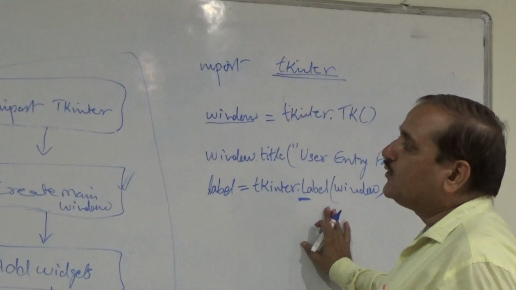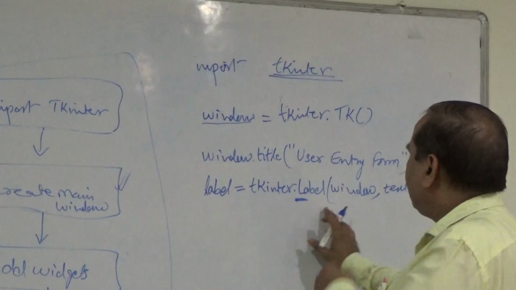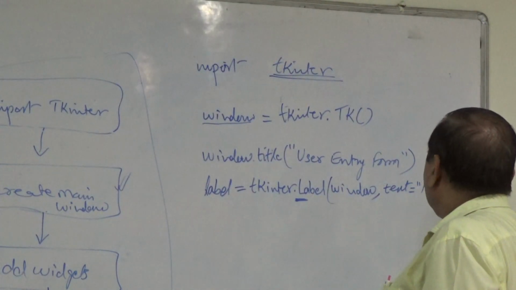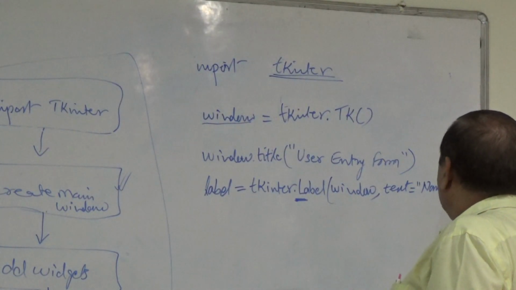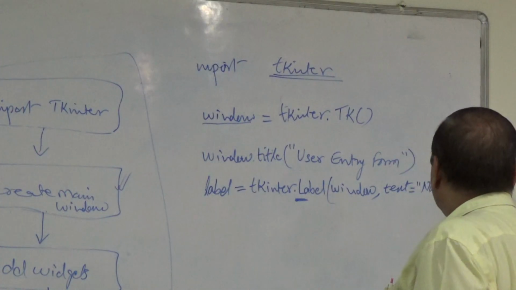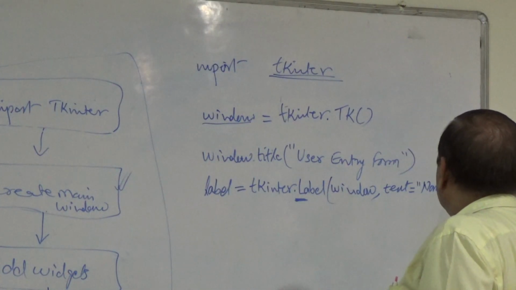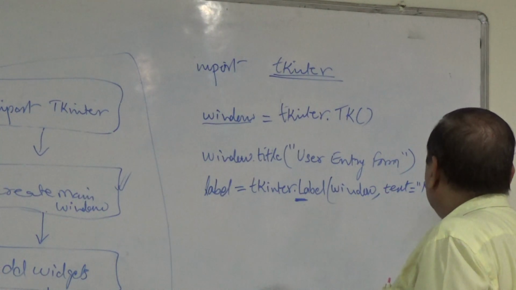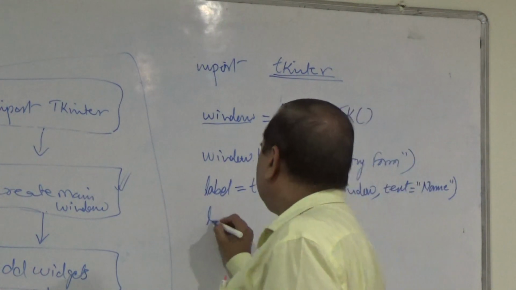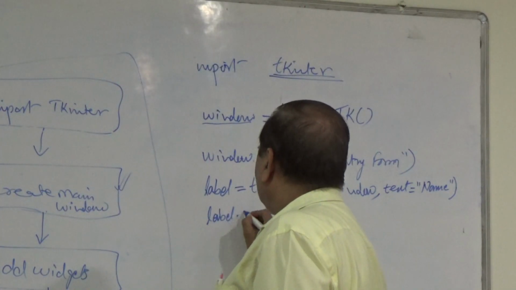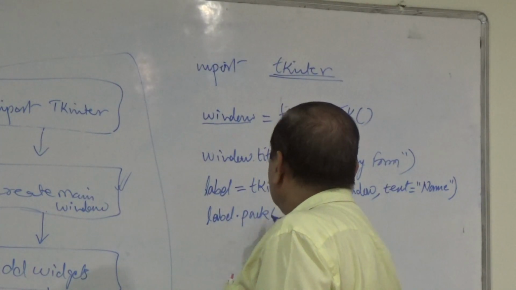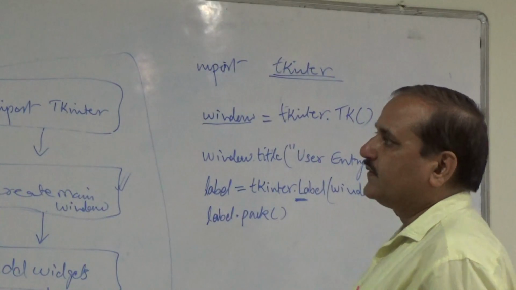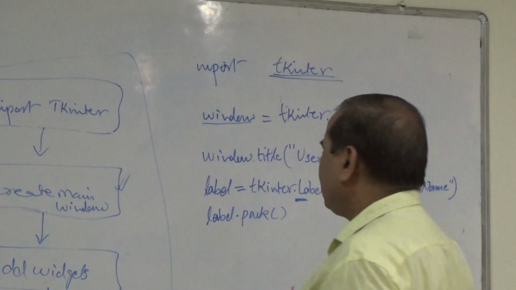Now after that I want to display this one. So how are we going to display it? At that time we will write here dot pack. We are using the pack method. Otherwise, if we miss it here, then we can write label dot pack. Both are the same.